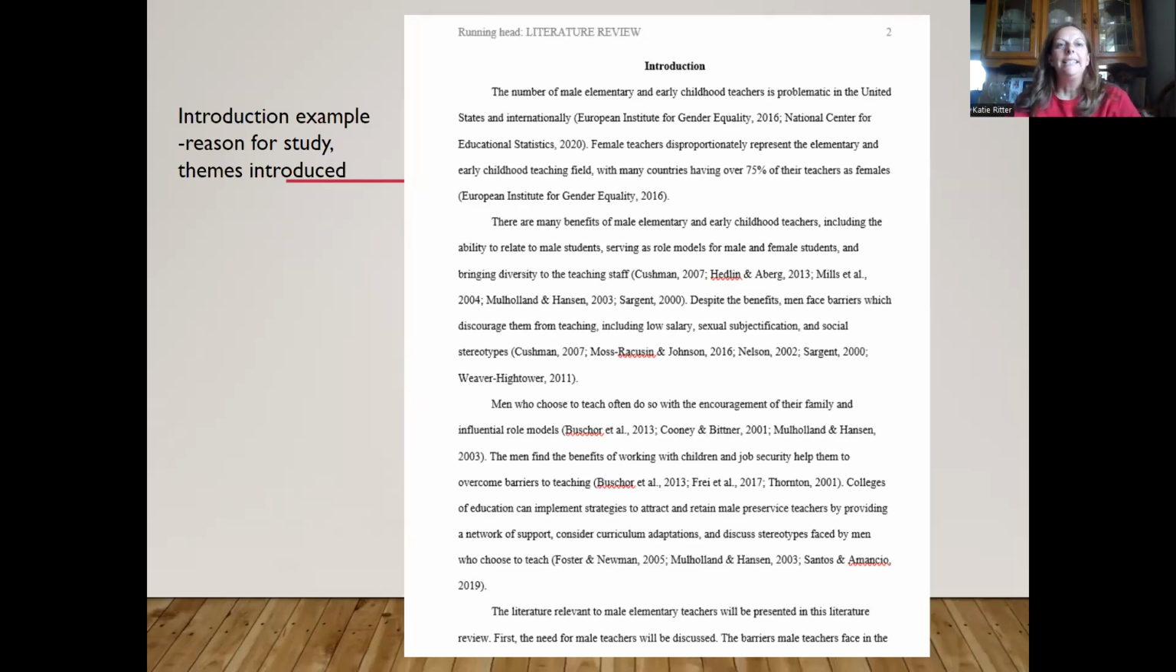All right, so this is an example of an introduction, or you might call this the purpose of your study for your action research. So this is going to give your audience the reason for your study and also themes that are introduced. So this particular paper is a literature review for my dissertation that I did. And so I start off with the problem. The number of male elementary and early childhood teachers is problematic in the United States and internationally. And then I have my in-text citation in it.